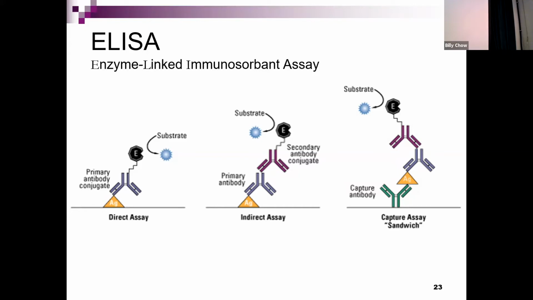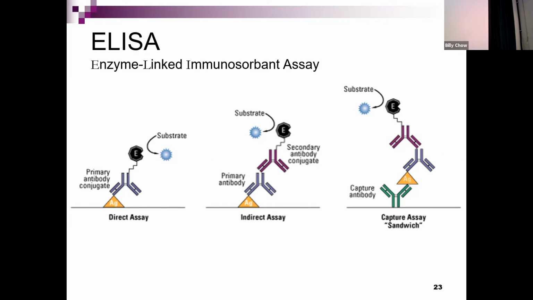So before we talk about ELISA, which is short for enzyme linked immunosorbent assay, we have to talk about the different forms of different techniques of ELISA. One is called the direct assay, the other one indirect assay, and then you have a capture assay or sandwich ELISA. So it's three different types, and they're easy to understand.